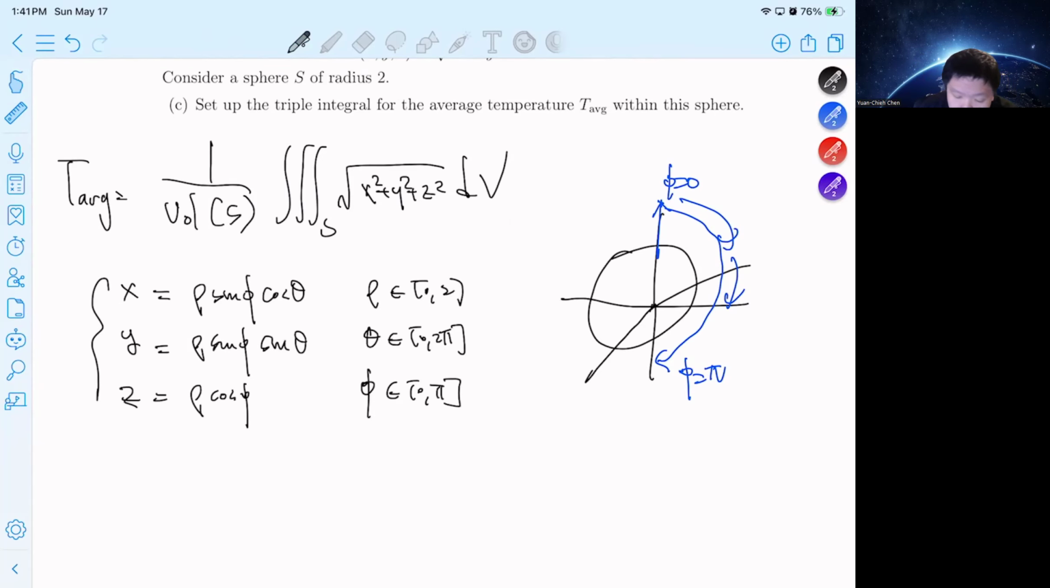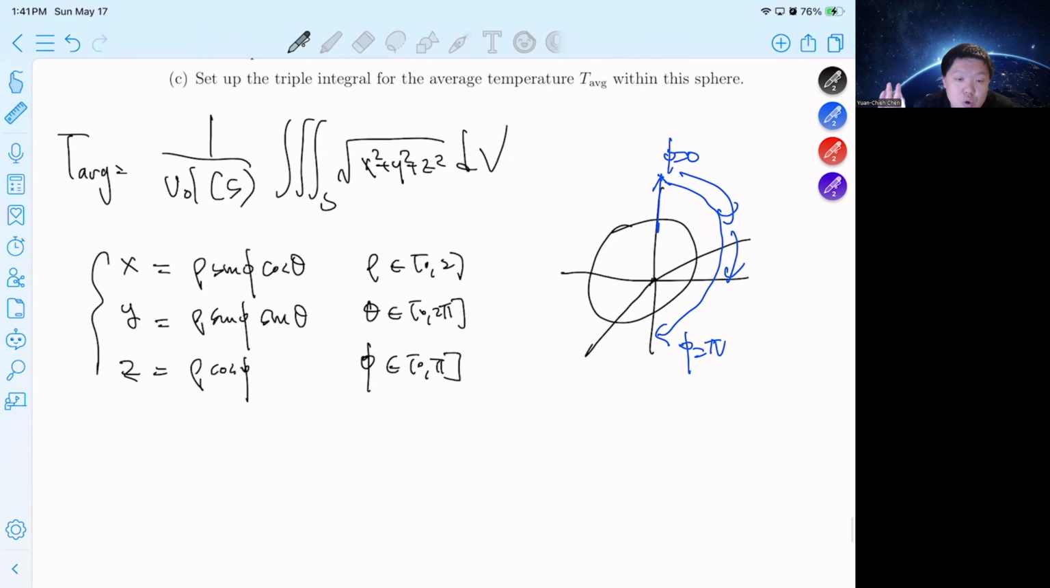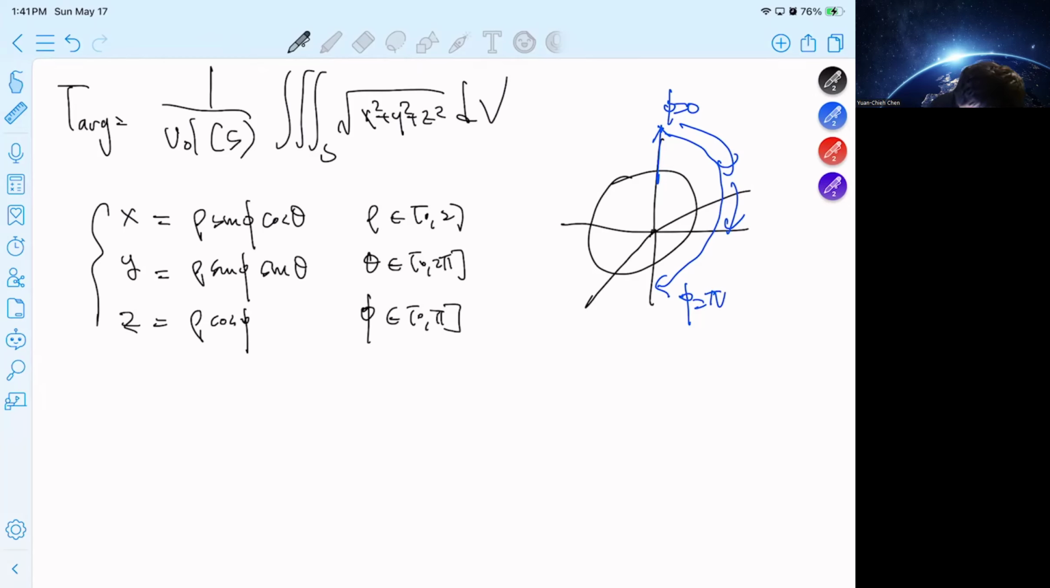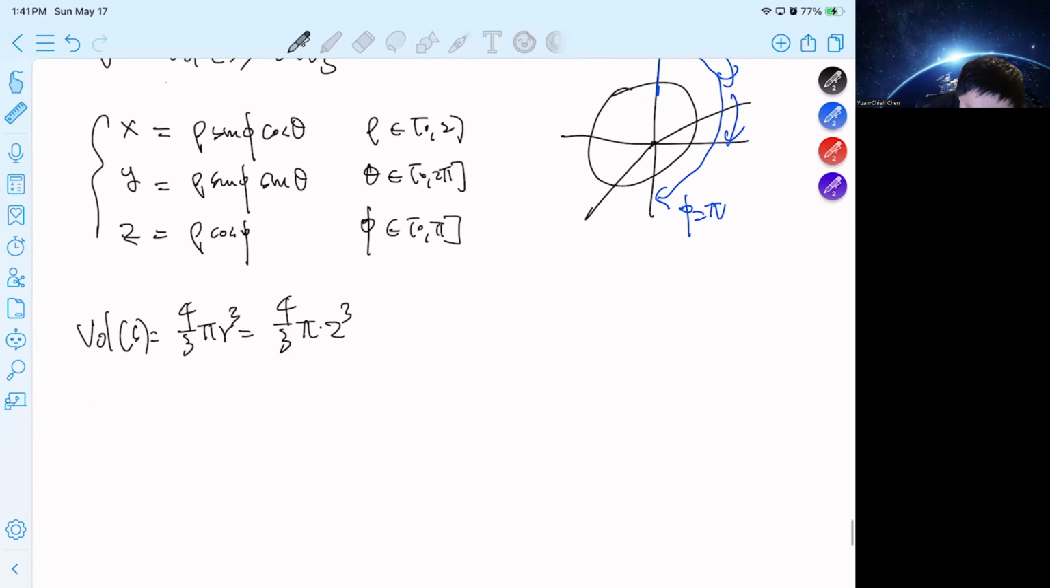So we just set up this. For the volume of a sphere, you can do the exact same thing, but I'll do that myself. So the volume of S is just 4 over 3 pi r to the power 3. So in this case, 4 over 3 pi 2 to the power 3. I'll leave it that way.